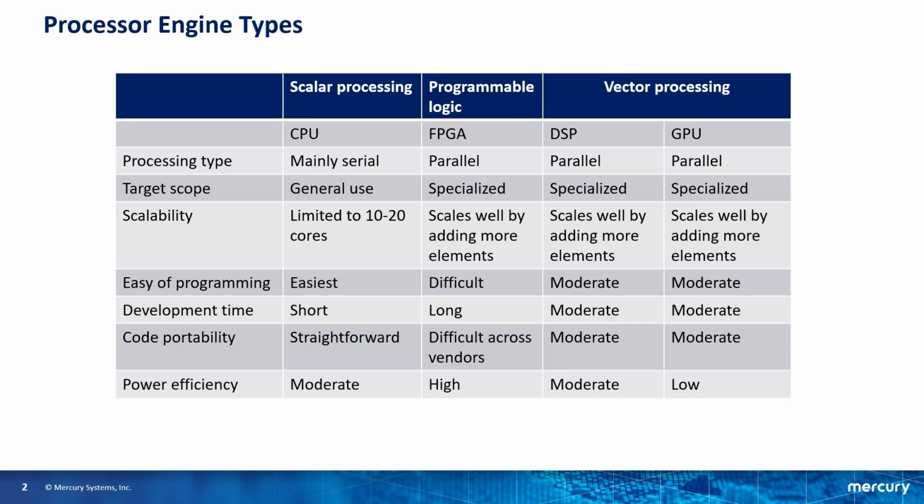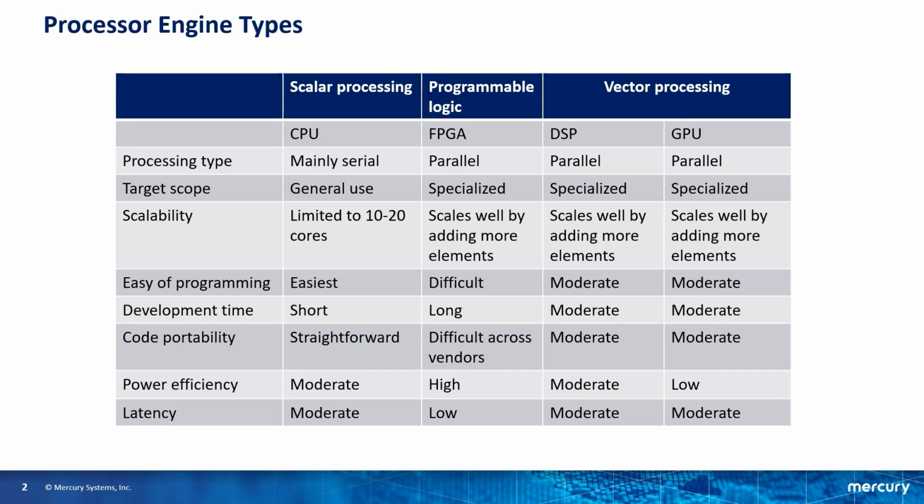In general, CPUs are moderately power efficient along with DSP engines. GPUs are typically the least power efficient, making GPU deployment in really large systems like data centers a deployment challenge to meet power and cooling requirements, and FPGAs have the best power to processing ratio.